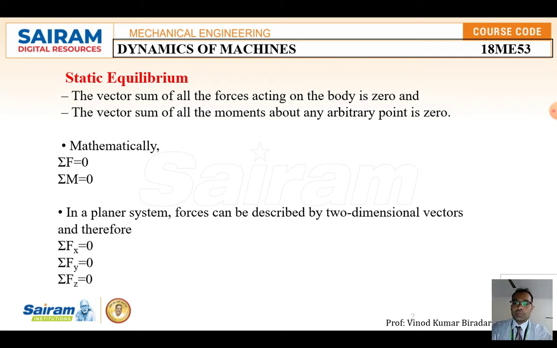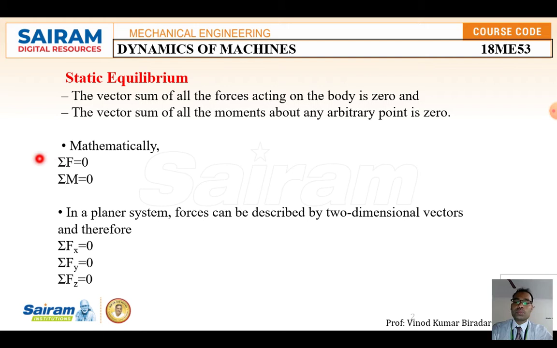Suppose, in the same condition in a planar system, all the forces acting in different directions should be equal to zero. That is, the sum of the forces acting along the x direction is equal to zero, the summation of the forces acting in the y direction is equal to zero, and the forces acting in the z direction is equal to zero. If these three conditions are satisfied, then only we call it a static equilibrium condition. In examination they may ask you what is the condition for static equilibrium. So you have to write these two points: the summation of forces acting on an element is equal to zero, and the moment acting about any arbitrary axis should be equal to zero.